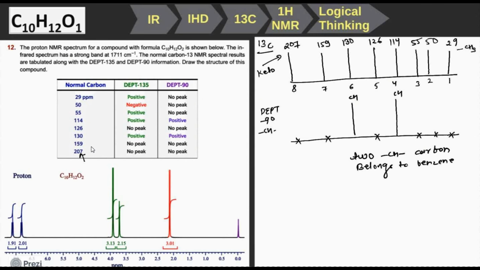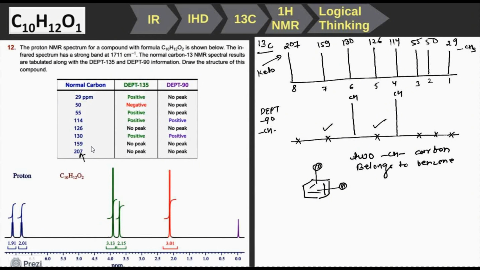It means that the benzene ring has two quaternary carbons, this one which is 159, and 126, right? So the benzene has two substitutions. This is very clear from the carbon NMR. The benzene has one substitution, and another substitution, and we don't know the position of the substitution, but we know that this benzene ring has two substitutions. That's why two signals are missing from the benzene in the DEPT 90 NMR.